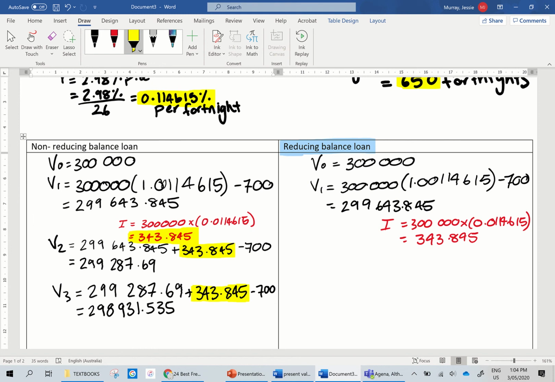It stays the same. But what happens in the real world is we have what we call a reducing balance loan, where our interest actually reduces. So the less we owe, the less our interest is. So let's think about it on this side now. Yes, after the first fortnight, I am going to owe the exact same amount. But then what happens is, in the second fortnight, my interest gets charged all over again, but on the new amount I have owing, not the $300,000.